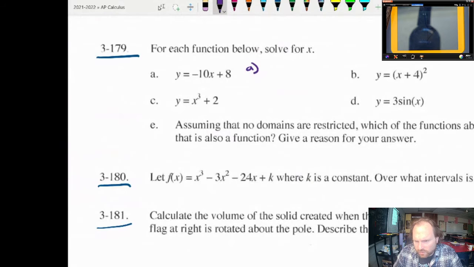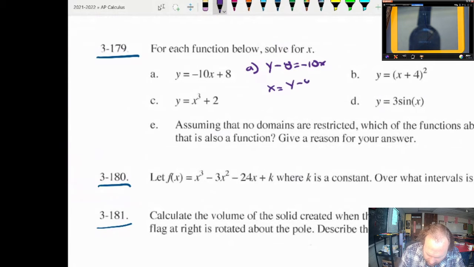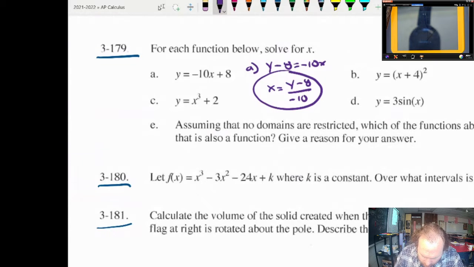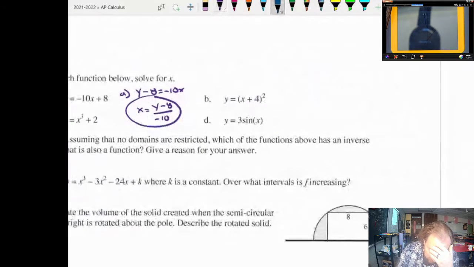All we got to do here is rearrange some things. We would have y minus 8 equals negative 10x. And x would then equal y minus 8 divided by negative 10. And I think that's all I would want to do in that problem. B can get a little tricky, though. So let's look at B for a minute.